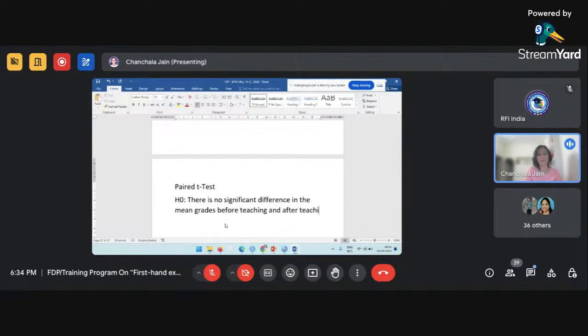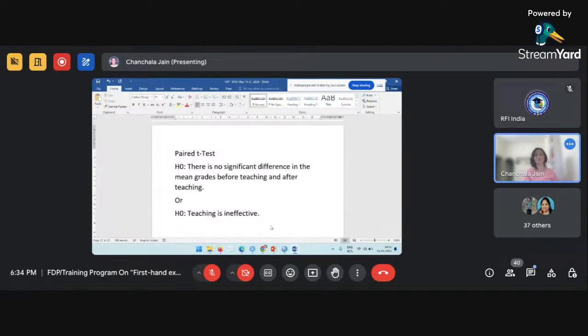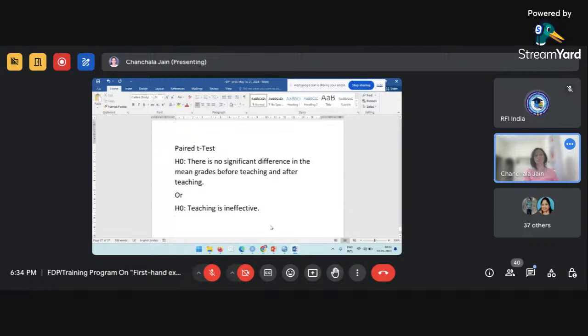This will be one way of writing your null hypothesis. The other way can be the... right? When the difference is not coming, it means teaching is ineffective, right? Clear?